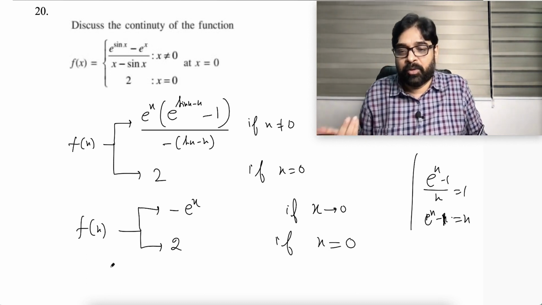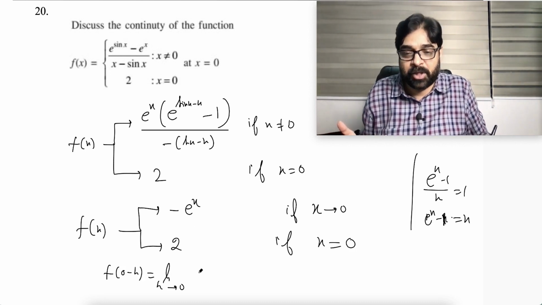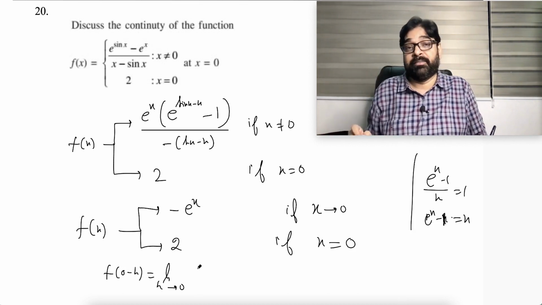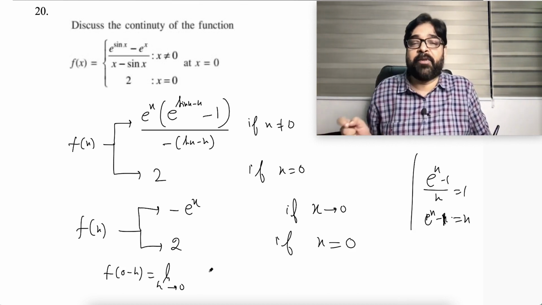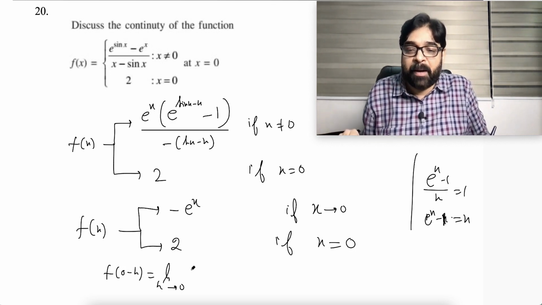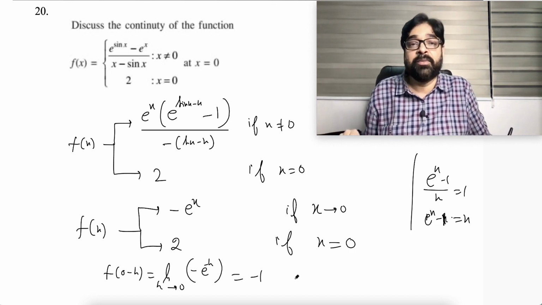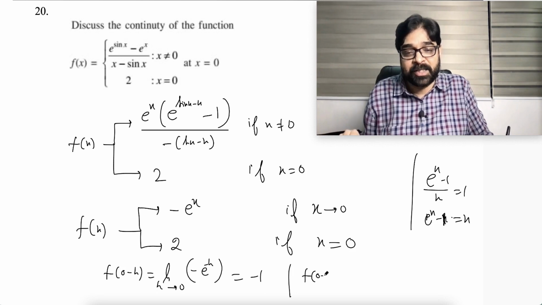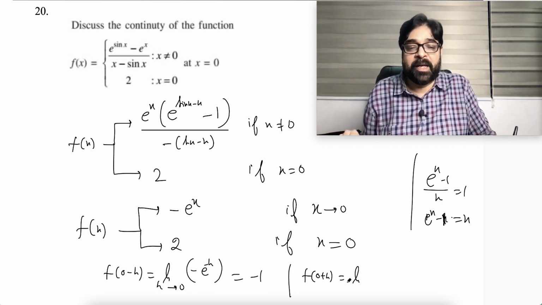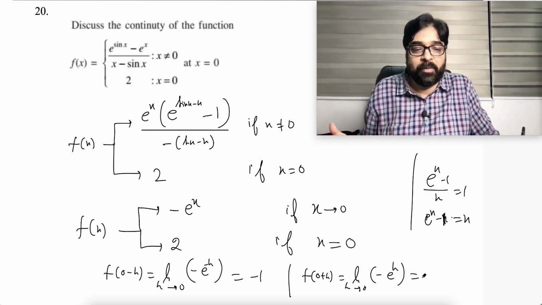Yes or no? So f of 0 minus h, now you can tell very easily, will be equal to limit h approaches 0. You can modify the function near to 0. It will become very easy for you. So minus e power minus h. And this is the else form of limit, h equal to 0 directly I will put, value will be minus 1. Yes or no? And f of 0 plus h, value will be limit h approaches 0 of e power h. That is again 1, the value will be minus 1.